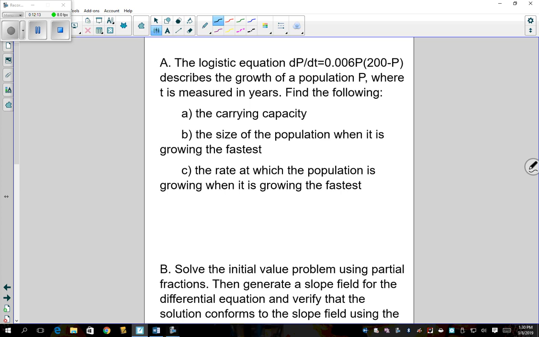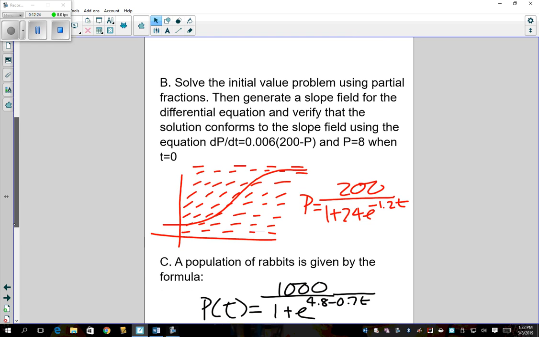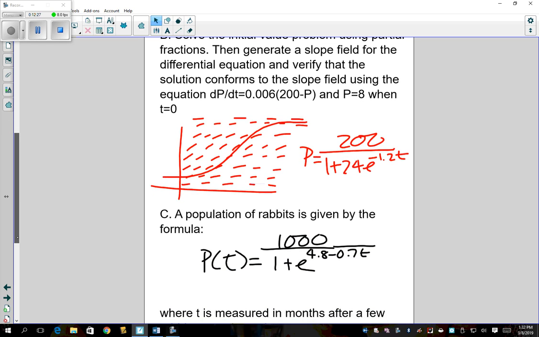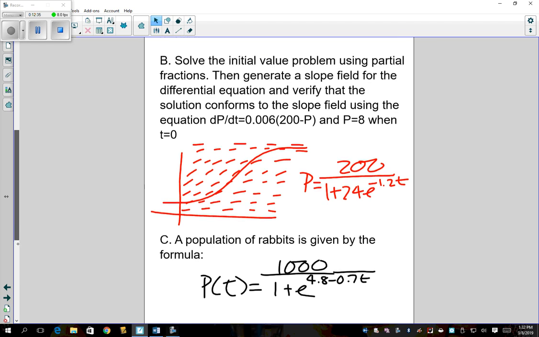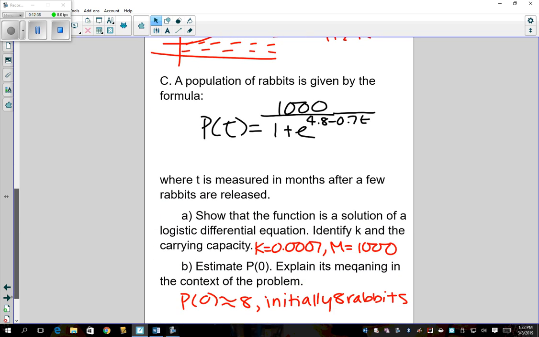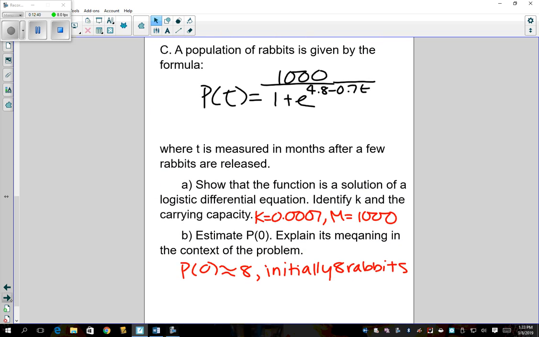So I'm going to go ahead and put the solutions up. So here are the answers. For A, we should get 200, 160. For B, you should get something that looks like this slope field, and you didn't have to use partial fractions to do this, but you should get P equals 200 divided by 1 plus 24e to the negative 1.2t. And for part C, you're given k equals 0.007, and M equals 1,000. And part B, P of 0 is about 8, and that means there are initially about 8 rabbits.